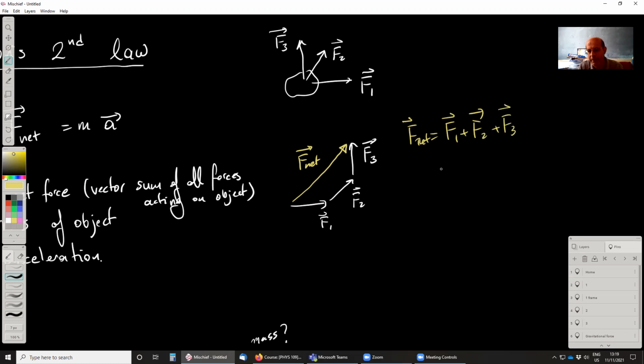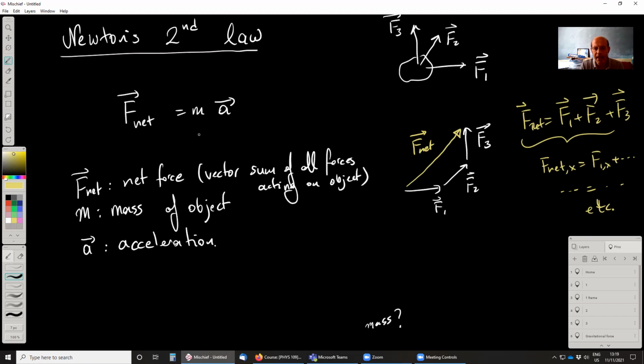I can also do the same thing component-wise. So I just look at the x component of the net force. That's going to be the sum of the x components and so on, et cetera. I don't want to write everything down. In any case, the net force is therefore the vector sum of all of these individual forces. Newton's second law says that the acceleration is in the same direction as the net force, but there's a proportionality between the acceleration and the net force, and the proportionality constant is called the mass.